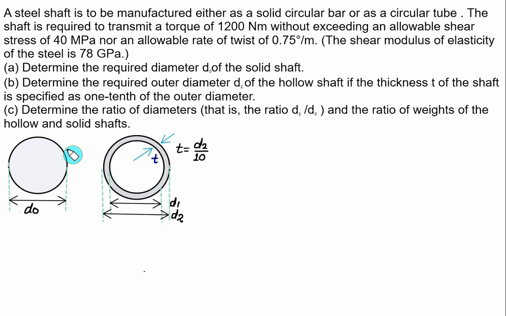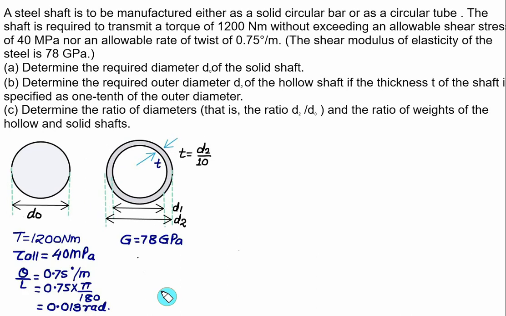And in the third part we have to find out the ratio of the diameter, that is the ratio of this value of D2 to the original diameter D0 of the solid shaft, and the ratio of the weight of the hollow and the solid shaft. So we will take one detailed numerical on the comparison of the solid and the hollow shaft.